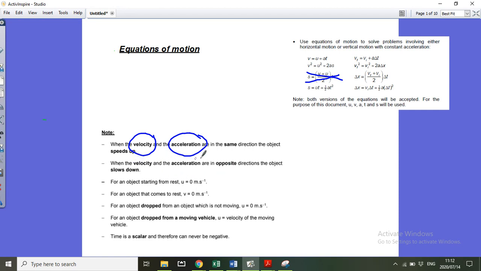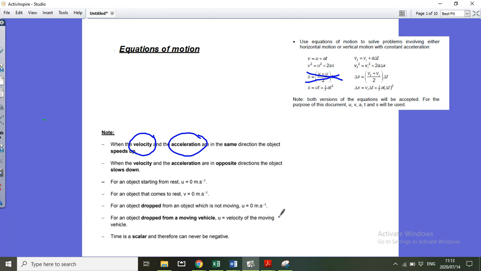Now here, the velocity and acceleration in opposite directions would mean it slows down. That means the force is applied against my motion, so it's going to make me slow down. Then there are certain things that you need to read from the question: come to rest, start from rest, dropped, thrown. These words need to lead you to whether the initial velocity will be 0 or not, or the final velocity would be 0 or not.